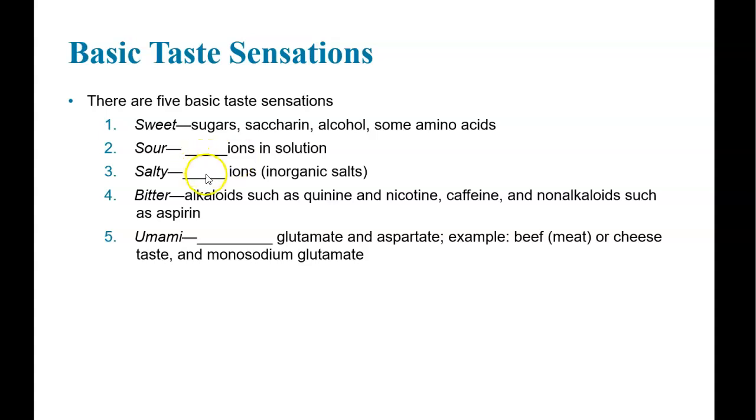There's salty, which is because of the metal ions, so like inorganic salts, like sodium chloride. There's bitter, which is caused by the alkaloids, such as quinine, nicotine, caffeine. And then there's umami, which is detected by the amino acids, so like glutamate and aspartate. So examples could be like cheese, and the monosodium glutamate. So MSG, that's a food additive.